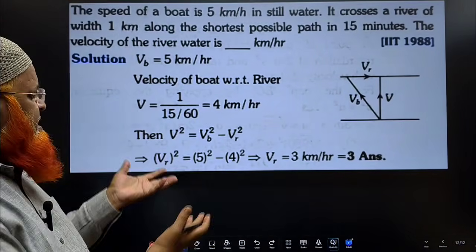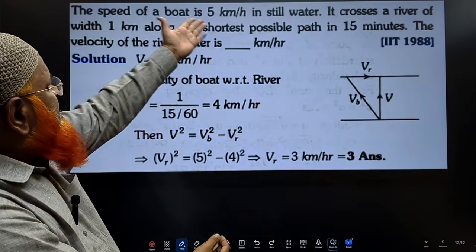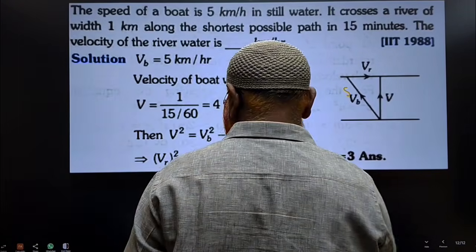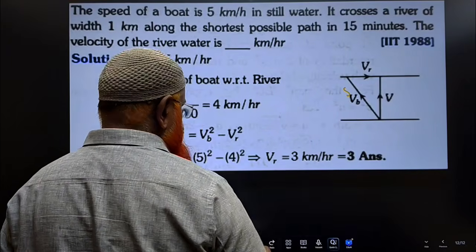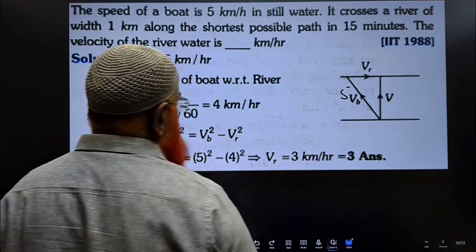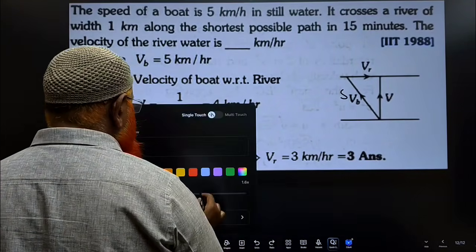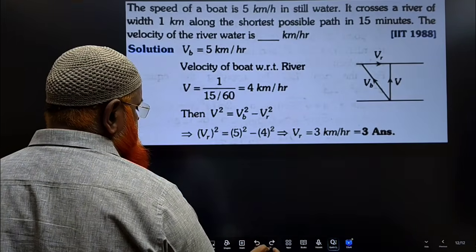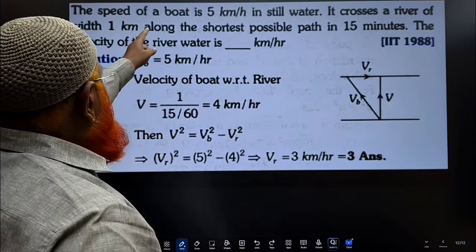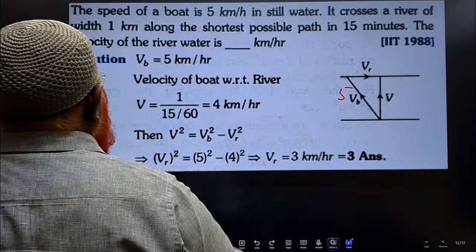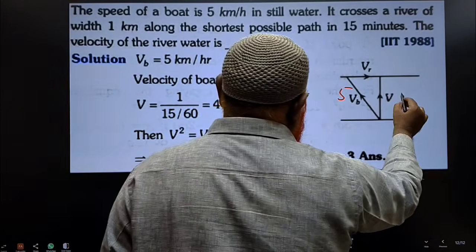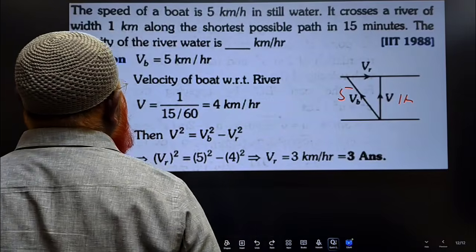What is all this? Speed of the boat, how much? 5. So this is 5, my dear. Write in red, red is better. The speed of the boat is 5. The width of the river is given as 1 kilometer, we don't need it.